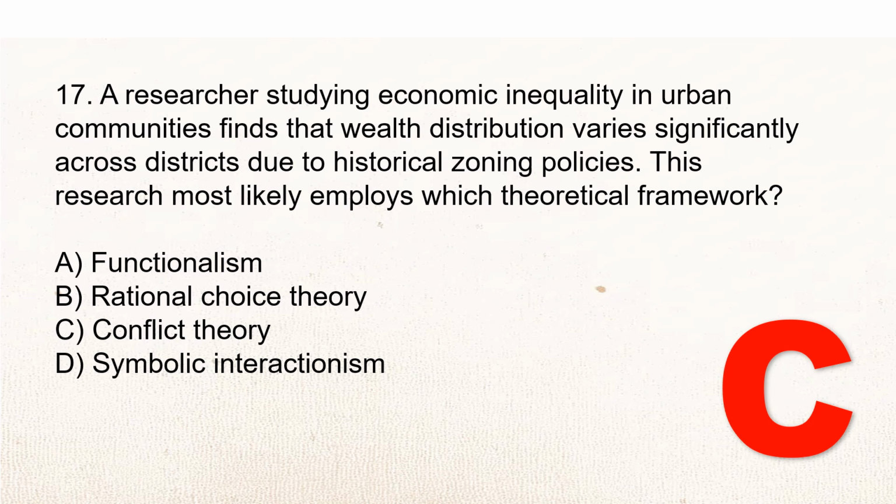Now, for letter A, functionalism views social structures as contributing to stability, not systematic inequality. Rational choice theory focuses on individual decision-making rather than systematic factors. And for letter D, symbolic interactionism examines interpersonal meanings rather than structural inequality. The letter C is the best answer.